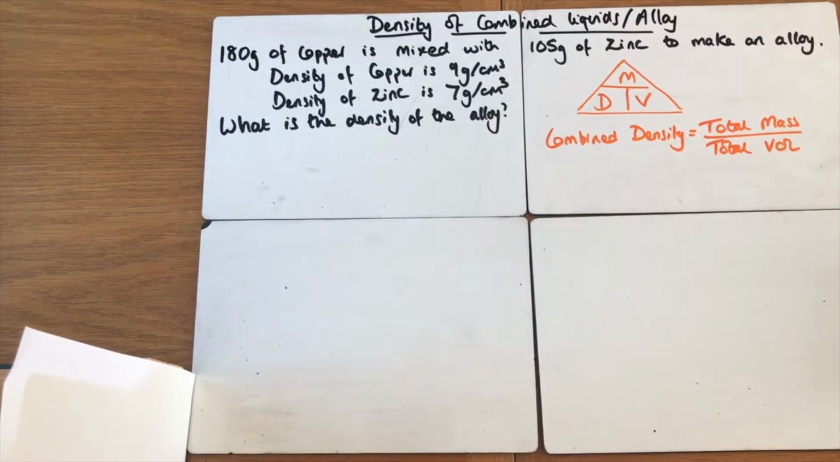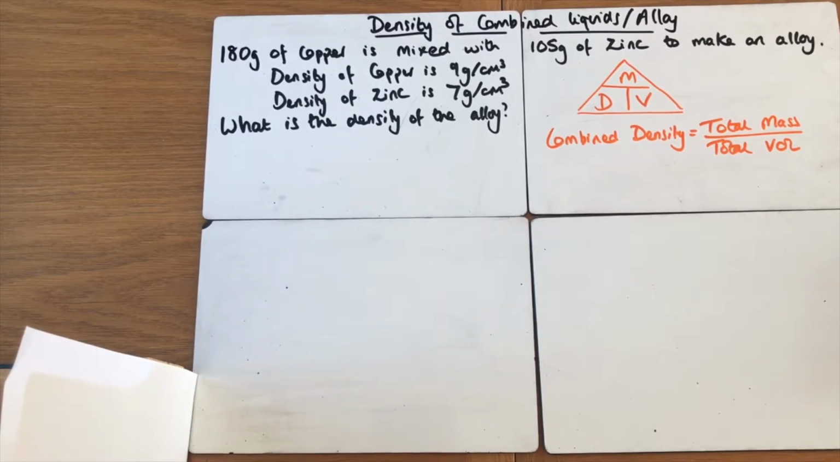So if we look at this question here, and you can write it down in your notebook if you think it will be useful, we are told that we have 180 grams of copper mixed with 105 grams of zinc to make the alloy. Then we're given the density of copper and the density of zinc. We're not given the volume of copper and volume of zinc. The thing to be really careful of is to understand that we cannot just add up the 9 grams per centimetre cubed and the 7 grams per centimetre cubed, or find the average of the two densities to find the combined density. We must work with the masses and the volumes.